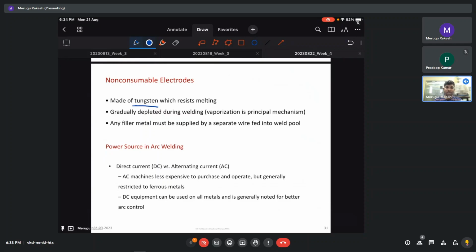So we have different types of power source. AC is the economical power source that can be used. DC is less economical and generally restricted to ferrous metals. But DC is more stable. It is better for a stable arc, but it is not economically viable.